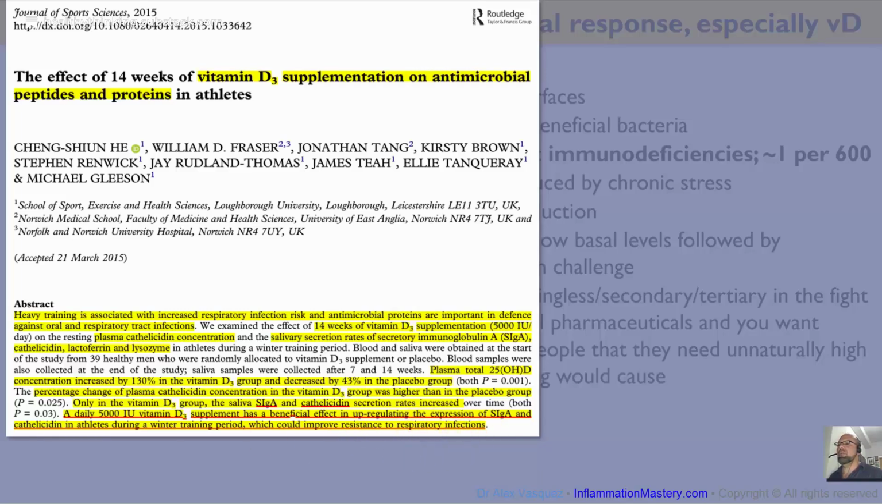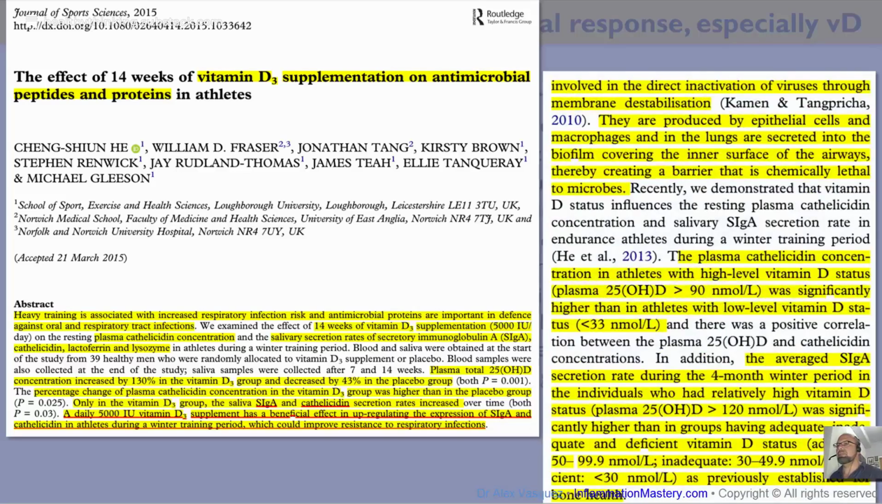Now let's take a look at one paragraph from this article where they focus in on the effect of vitamin D on antimicrobial peptides and secretory IgA. Antimicrobial peptides are involved in the direct inactivation of viruses through membrane destabilization. They are produced by epithelial cells and macrophages, and in the lungs are secreted into the biofilm covering the inner surface of the airways, thereby creating a barrier that is chemically lethal to microbes.